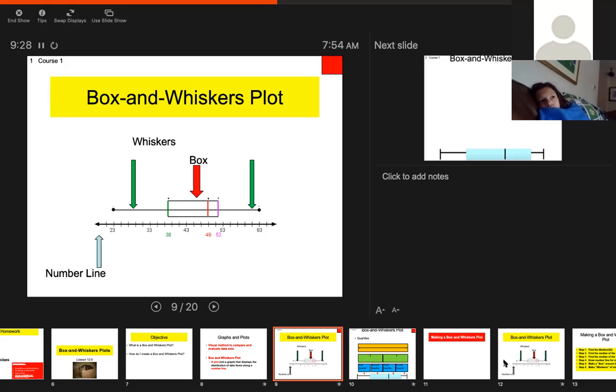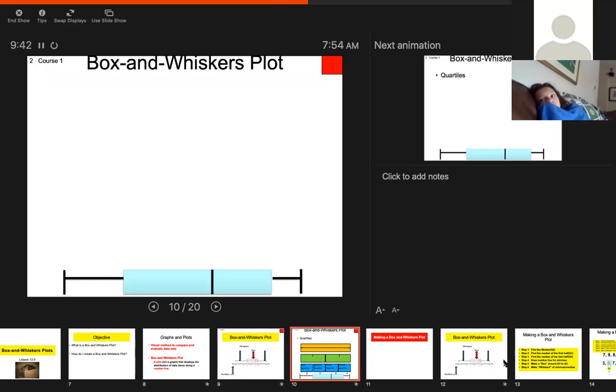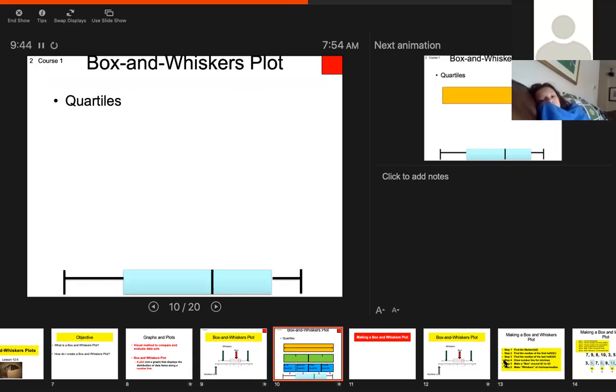I do want you to notice that on this particular one, the whiskers are not the same length. The little red line is not in the center of the box. Some box and whiskers they are, and some they aren't. Okay. So box number 2, the box and whiskers plot.